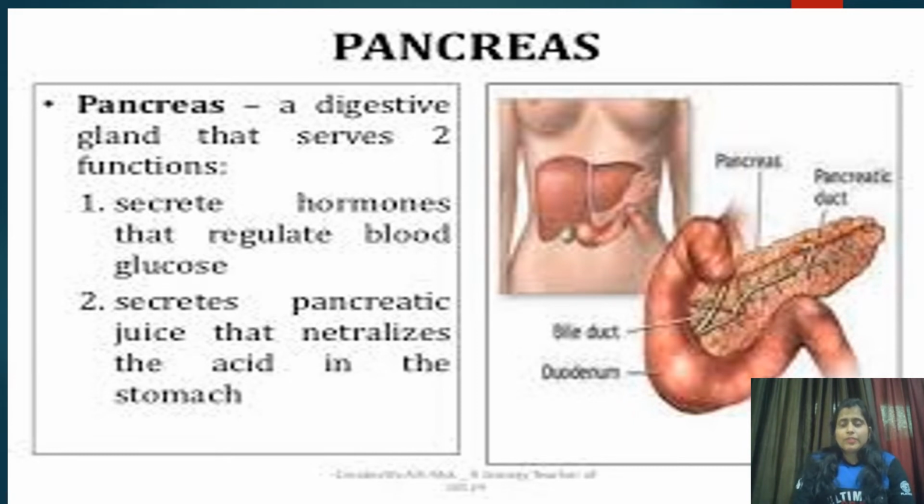Okay, so we can see the pancreas, it secretes pancreatic juice. Then we have the pancreatic duct. Through this duct only, pancreatic juice is carried towards the stomach or intestine.